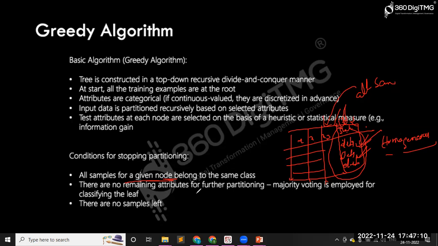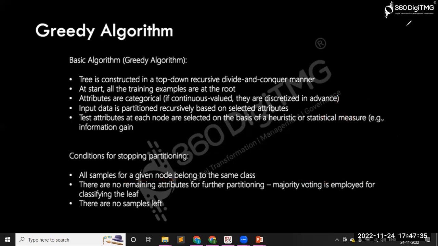And there are no remaining attributes for that partition. We have just one attribute left, and in that we have default. So we don't have any attribute left to split again. In that case also we can simply stop. Or if you have just one sample left, or no sample left, we can also stop splitting the tree. So these are the conditions to stop splitting a particular tree.